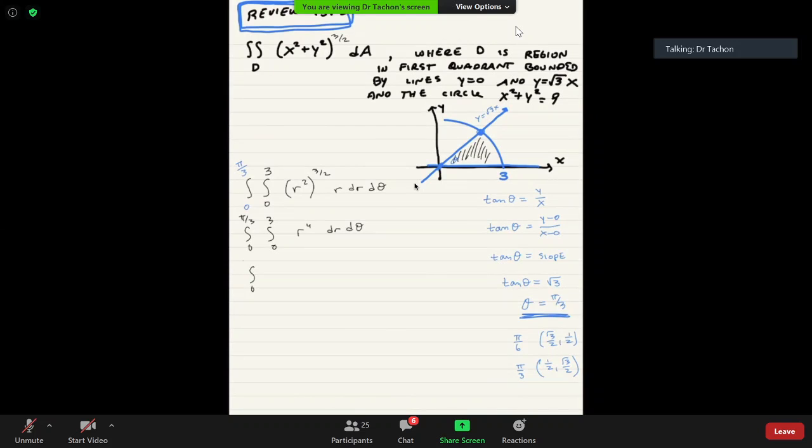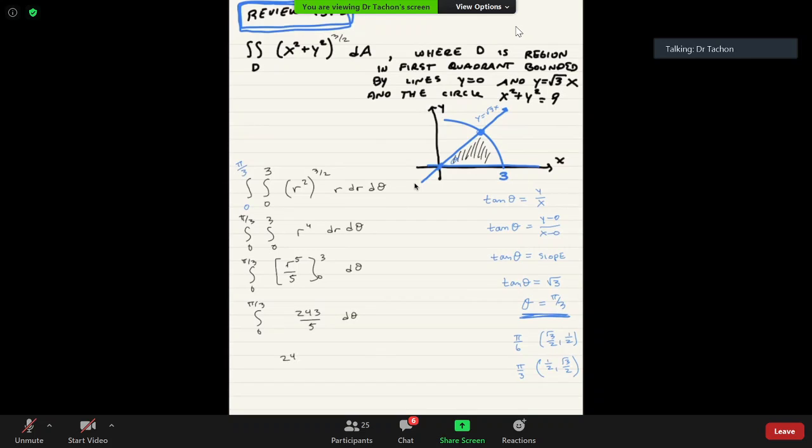So 0 to pi over 3, and then it's going to be r to the 5th over 5, from 0 to 3, and then we'll do theta when we're done. Plug in, so 3 to the 5th is what? 3, 9, 27, 81, 243. So it's 243 over 5 minus 0, and we want to integrate that with respect to theta.